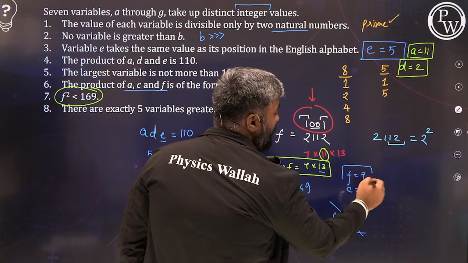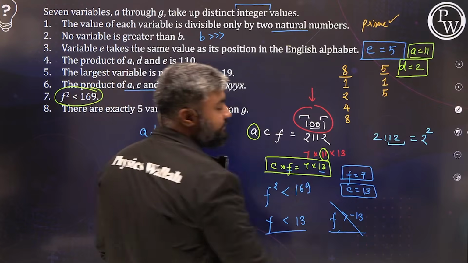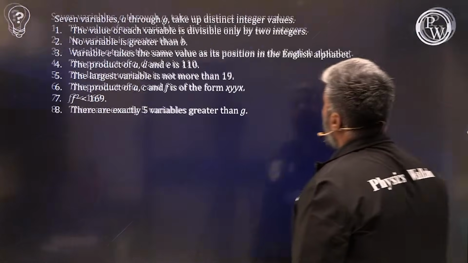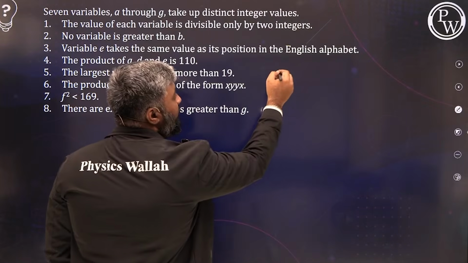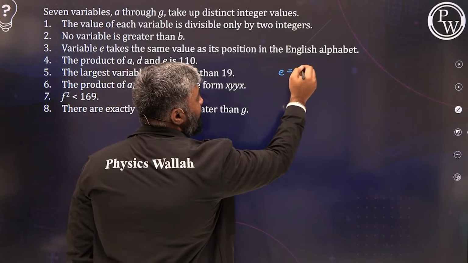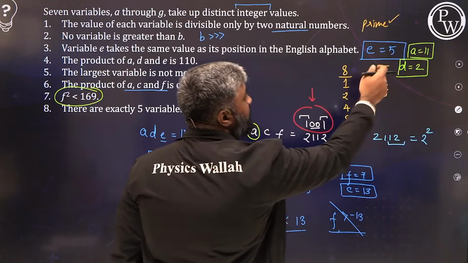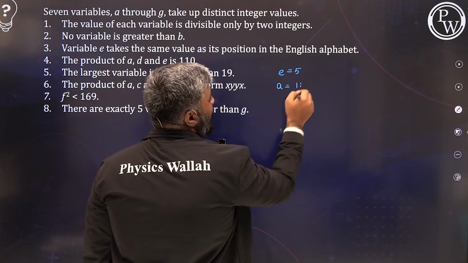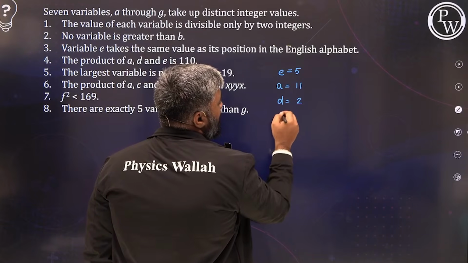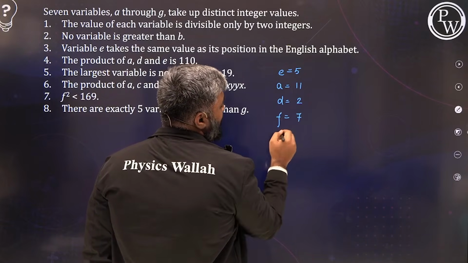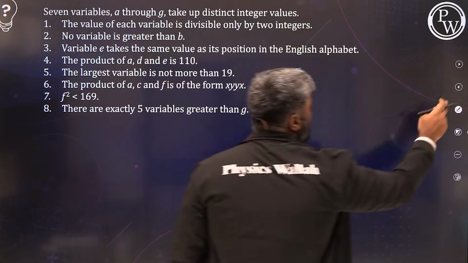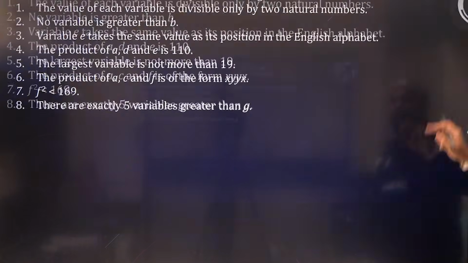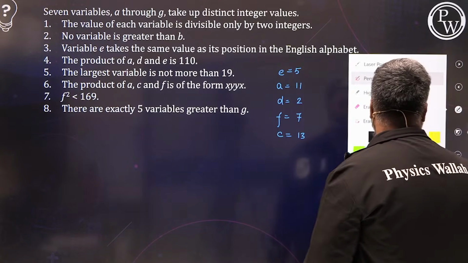Do we have two more values? Yes, we do. So we're going to quickly move on to the next page. Write down all the values that we know. We know that E is 5. A is 11, D is 2, F is 7, C is 13. Correct? Yes, we have got everything. Now see, which letters are remaining now? Which ones are remaining?